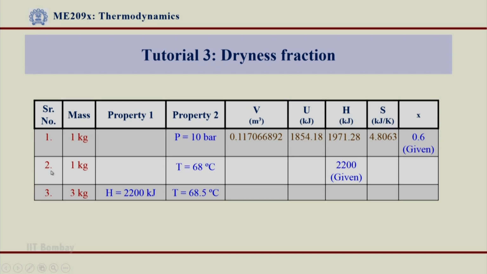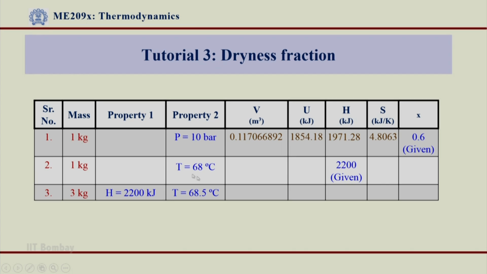Let us go to now problem number 2, where again the mass is 1 kg. What is given is temperature of 68 degrees centigrade. What is also given now, other property is enthalpy 2200, alright. So I got two properties now, temperature and enthalpy, and I have to get all other properties.